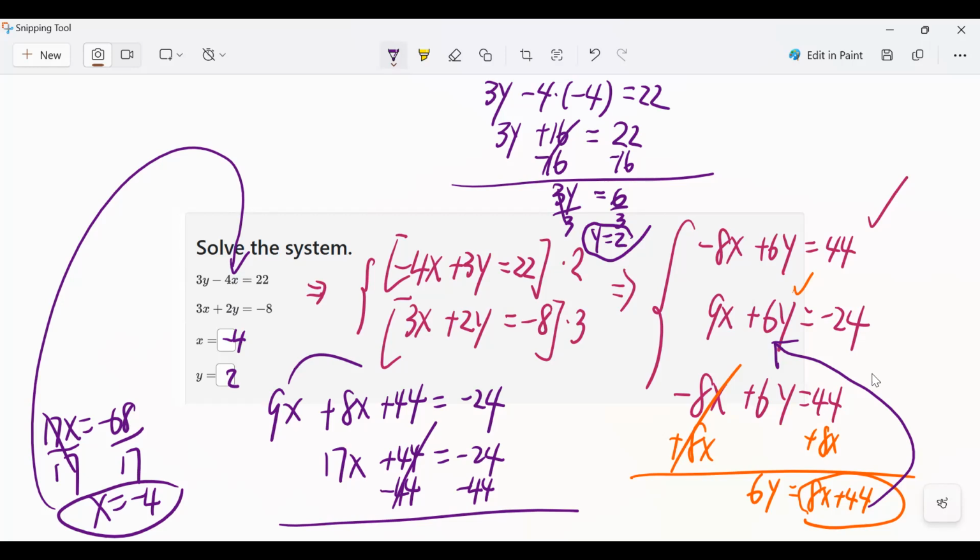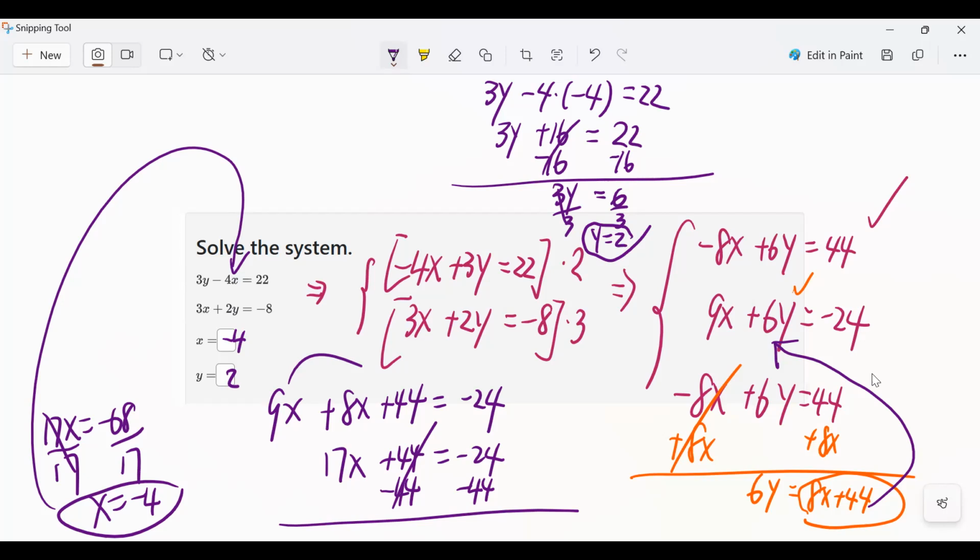Is that an 8 at the bottom on the left? We divided by 17. 17x equals negative 68. Okay, thank you. Negative 68 divided by 17 is negative 4. So basically that's how we solve it.